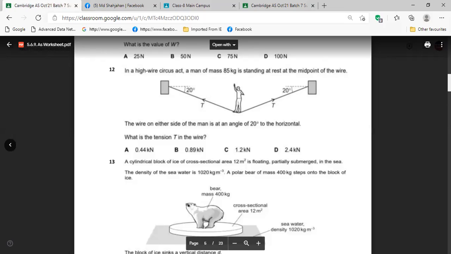So are you understanding what to do? Hassan, can you read question number 12 please? In a high wire circus act, a man of mass 85 kg is standing at rest at the midpoint of the wire. The wire on either side of the man is at an angle of 20 degrees to the horizontal. What is the tension T in the wire?